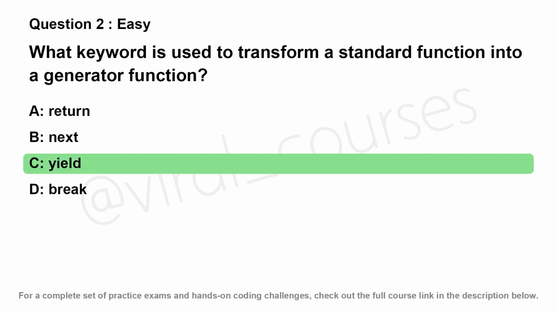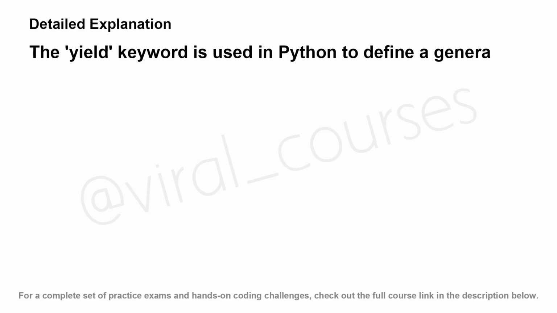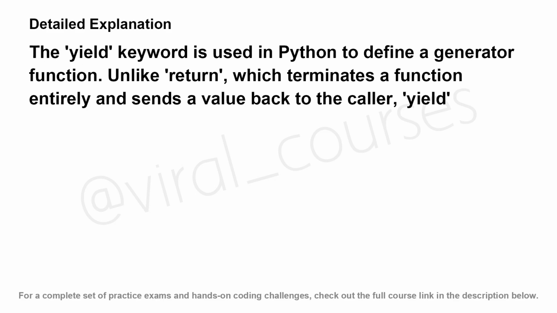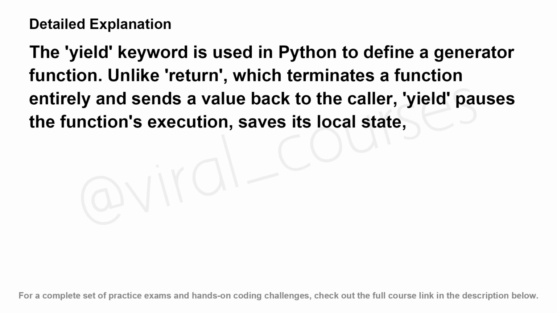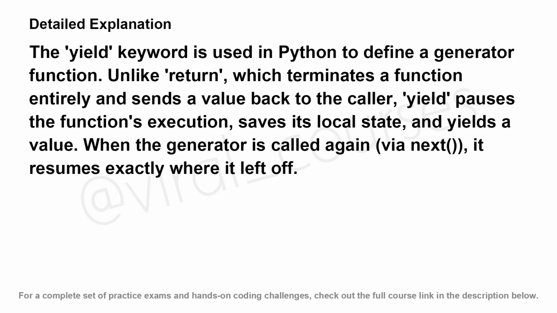The correct answer is C. The yield keyword is used in Python to define a generator function. Unlike return, which terminates a function entirely and sends a value back to the caller, yield pauses the function's execution, saves its local state, and yields a value. When the generator is called again, via next, it resumes exactly where it left off.